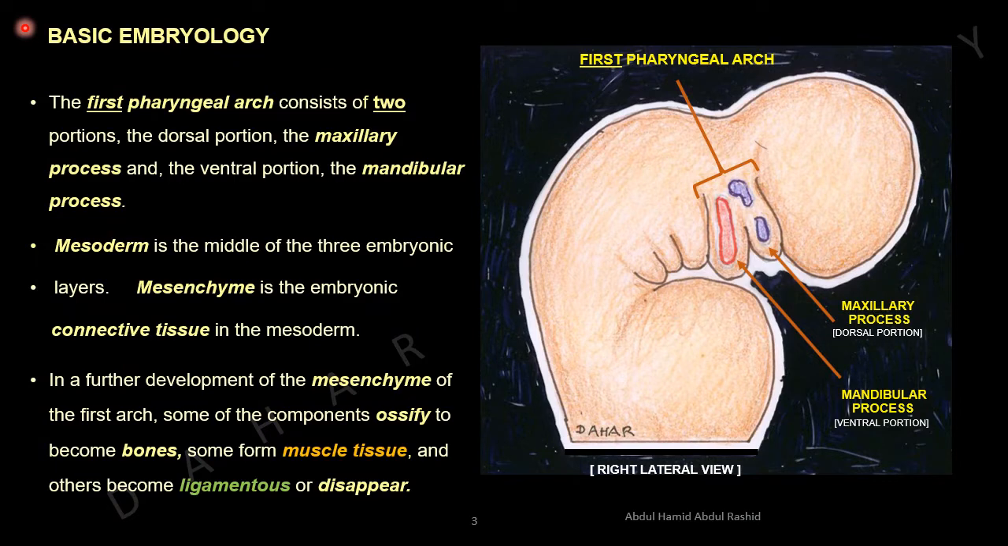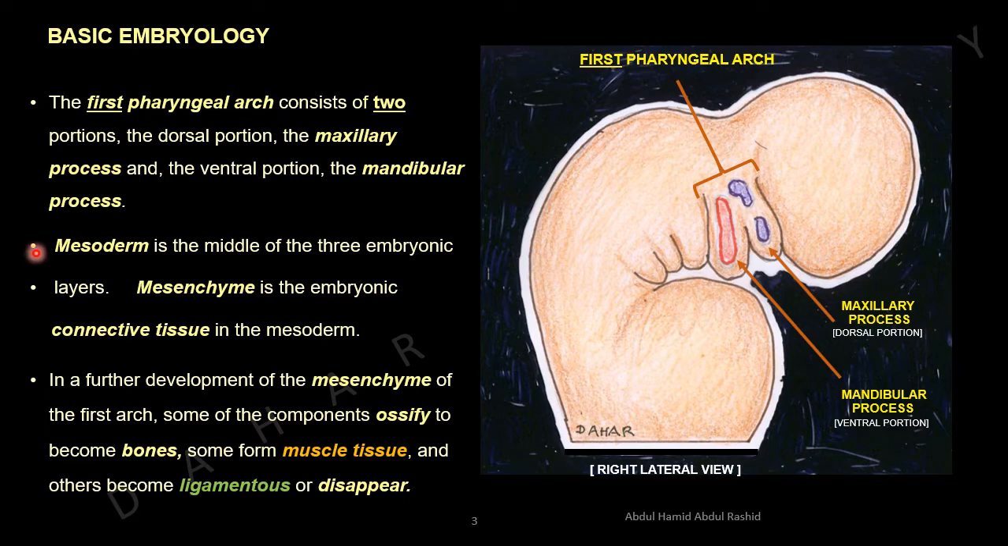Basic embryology. The first pharyngeal arch consists of two portions, the dorsal portion, the maxillary process, and the ventral portion, the mandibular process. This is right lateral view of the embryo. This is first pharyngeal arch. This is the dorsal portion, maxillary process, and this is ventral portion, the mandibular process.